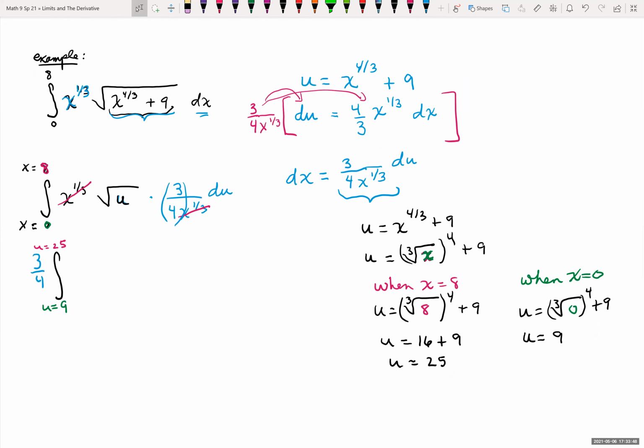And instead of writing this, the square root of u, we're going to rewrite that as a power. So u to the 1/2 power du. Okay, so it's all set up that we can take the antiderivative and then we can evaluate it at our bounds. So adding 1 to our exponent, 1/2 plus 2/2 is 3/2. Bring down my 3/4. And I'm evaluating this again from 9 to 25.